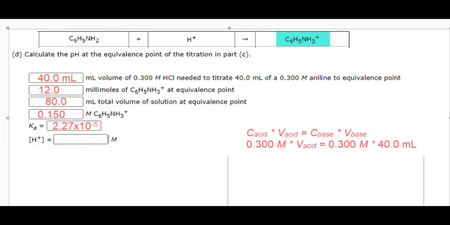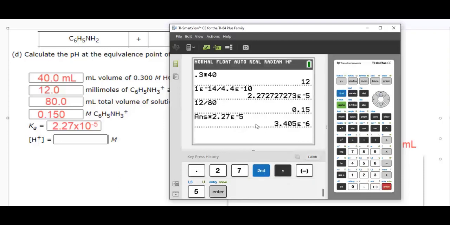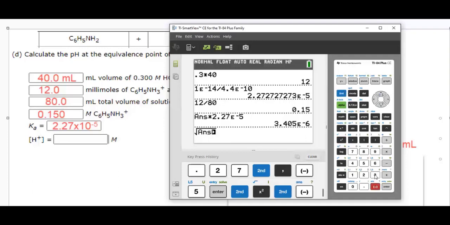To figure this out, I'm going to get my calculator out again. We need the Ka times the concentration. We already have the concentration of 0.15 molar, and we're going to multiply that times the Ka of the acid, which is 2.27 times 10 to the negative 5. Now we just have to take the square root of that, second function, square root in this case, and rather than typing this out, I'll let you take care of that, because that'll be the hydrogen ion concentration. Okay, we've got that taken care of.